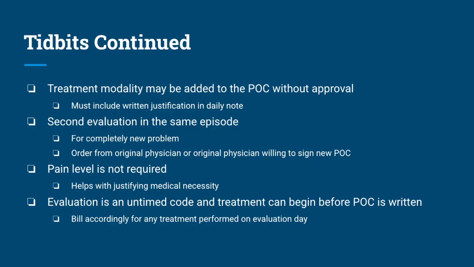You can actually do a second evaluation within the same episode for a completely new problem. So if the patient comes in with a whole new problem, you can do a new evaluation within that same episode, as long as you have an order from the original physician or the original physician is willing to sign the plan of care for the new problem. Again, it's easier if we just follow up with the physician and not assume that the current physician is willing to sign the plan of care for a problem that the patient hasn't seen them for.